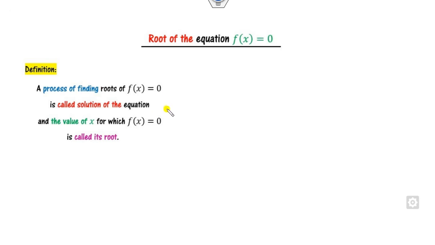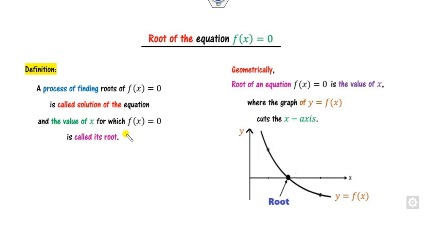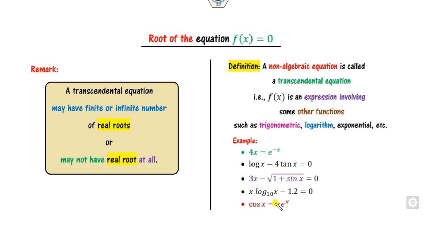Next is how you can find the root of f(x). The process of finding the root means you have to find the value of x such that f(x) is 0. This is called the solution, and the value of x is called the root of this equation. Graphically, if you have the function, what is the meaning of the root? It is the value of x where the graph of y = f(x) cuts the x-axis at this point. So this is called the root of the equation.